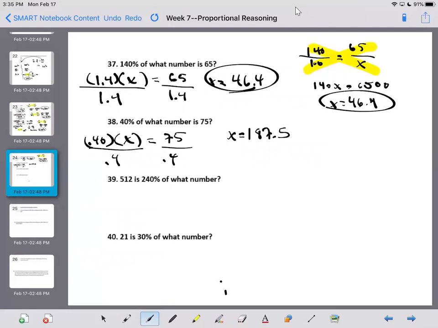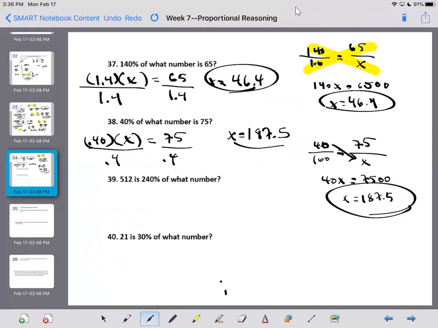If you're going to use a proportion, you would say 40% divided by 100. I don't know what the whole is. I just know that the total is 75. So that would give me 40x equals 7,500. Take 7,500 divided by 40, and you're going to get 187.5 as your whole.